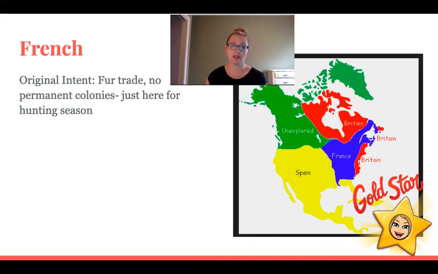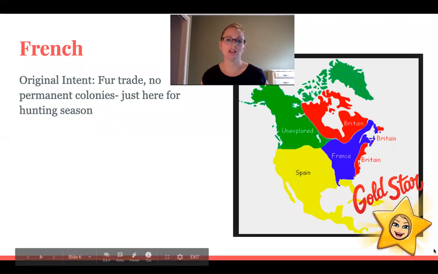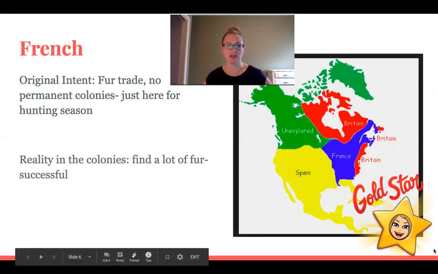So their original intent, though, was to come over and play a part in the fur trade, because you can use furs to be able to make clothing, things like that. So they didn't come originally to set up permanent settlements. They were coming just for the hunting season and then going back. So they weren't planning in the beginning of really staking their foot down and trying to claim a whole bunch of power by saying, we're going to take all this land.